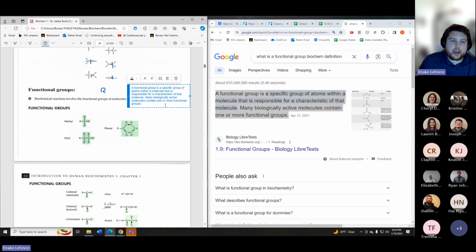I'm not going to stop there. I'm going to rewrite this. So based on that definition, a functional group is a specific group of atoms within a molecule responsible for a characteristic of that molecule. So it is a group of atoms that make a molecule have the properties that it does. Put it into my own words like that.